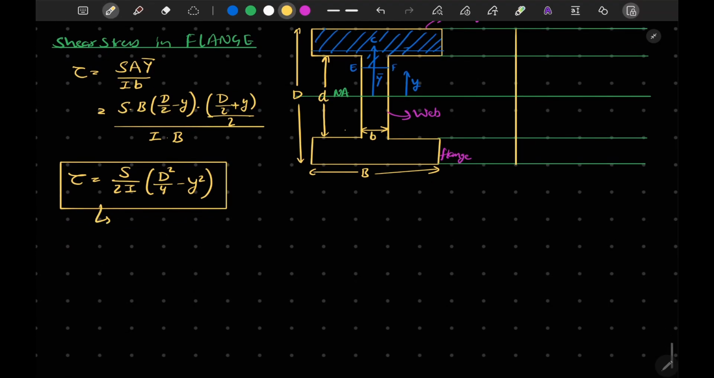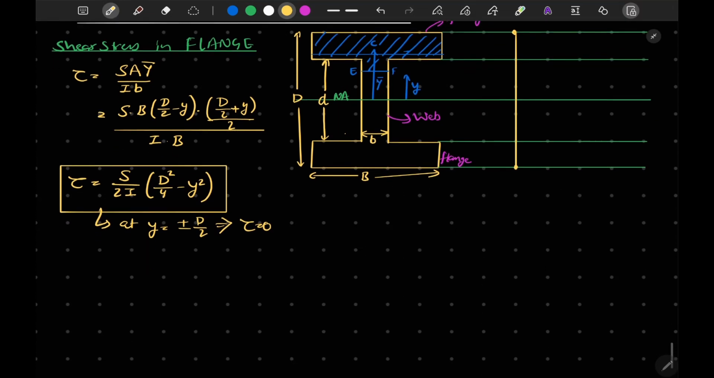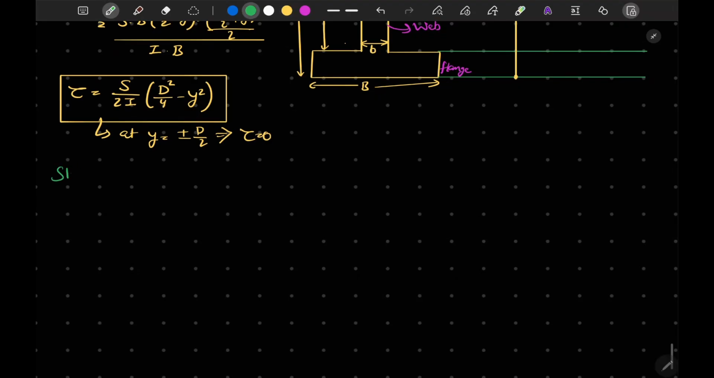Now from here we can also say that at y equal to plus minus d by 2, the value of tau is equal to 0. So the value of tau here and here will be 0. We know this. A similar variation will be in this part also, we know that. We won't be moving into that section. Now if I want to calculate the shear stress in, let's say, flange, I have already discussed flange.